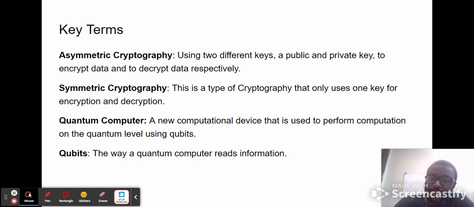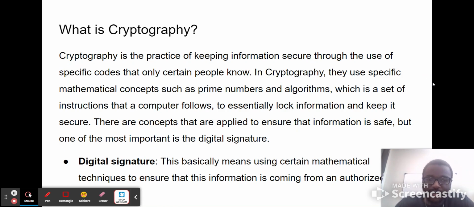Symmetric cryptography is a type of cryptography that allows users one key for encryption and decryption. A quantum computer is a new computational device that is used to perform different levels of computation on the quantum level using what are known as qubits. Qubits are basically the quantum computer's version of bits. So let's move on. What is cryptography?